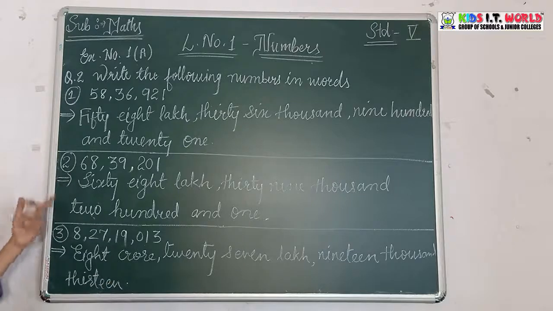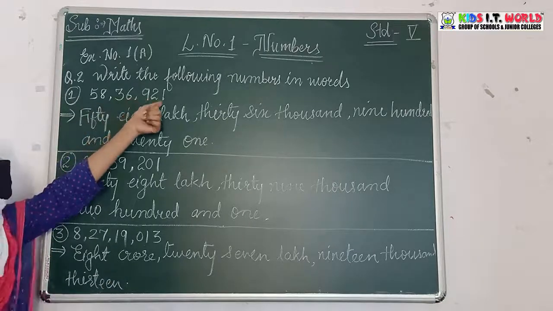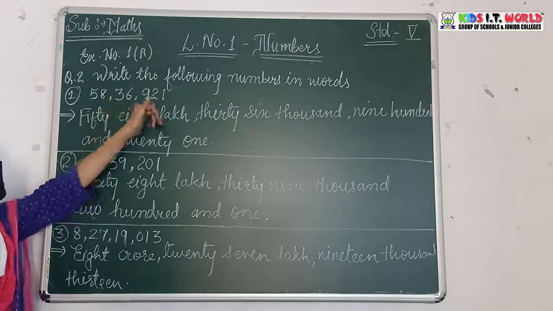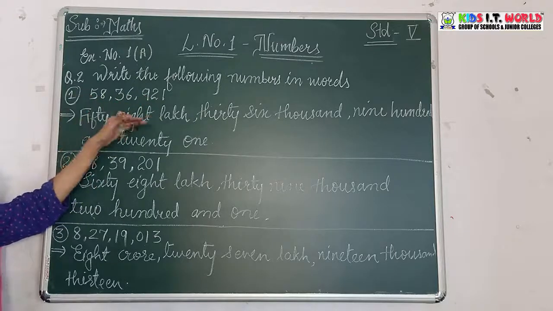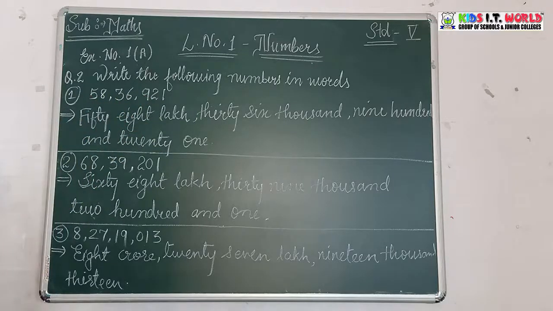So in this way, if the number is given to you, you have to start reading the numbers, then confirm the place value and then write it in the wording form. Clear, students?